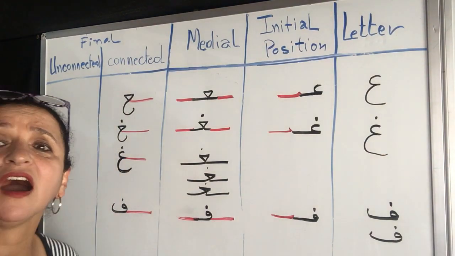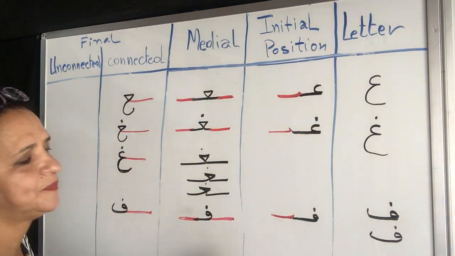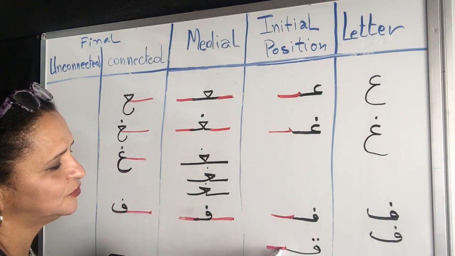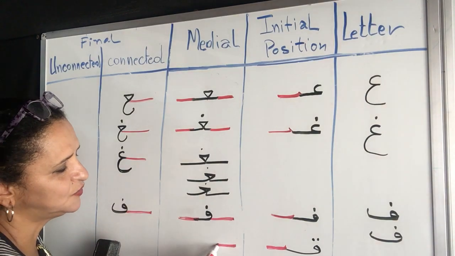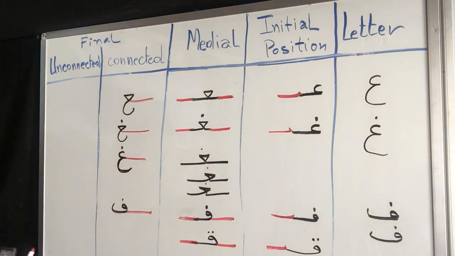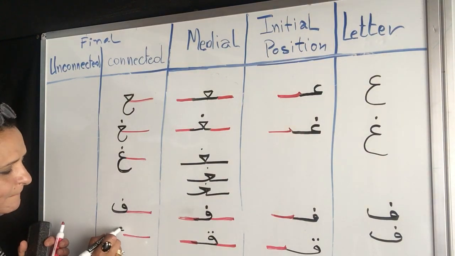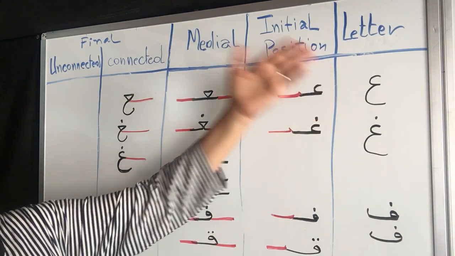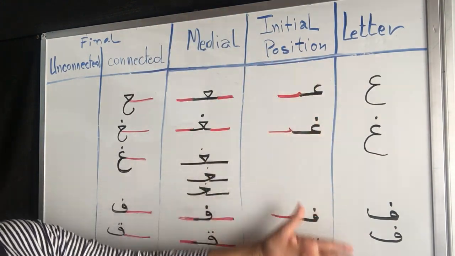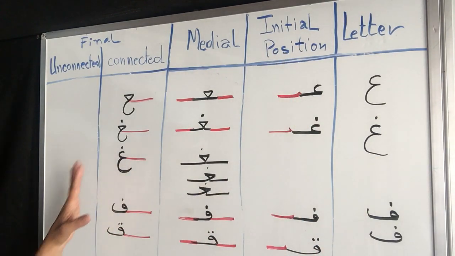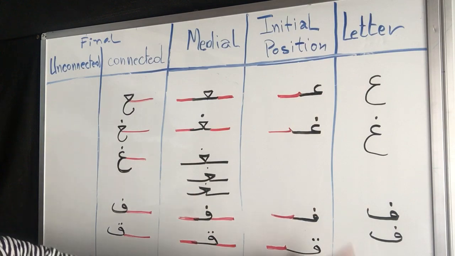Qa, qa, qa. Qa at the beginning. Straight. Should be connected. Qa between two huruf. Qa at the end of a word. Okay? So far, ayn, ghain, fa, qa. This is the shape of four huruf, arba'at huruf, at the beginning, middle, final.